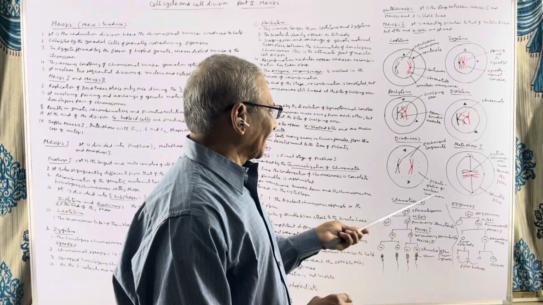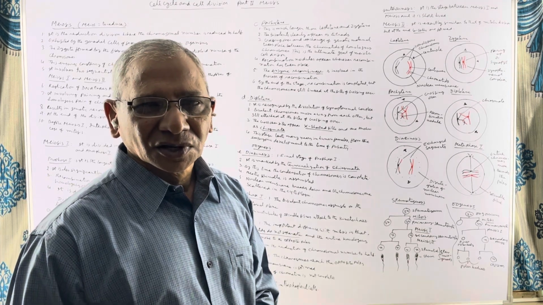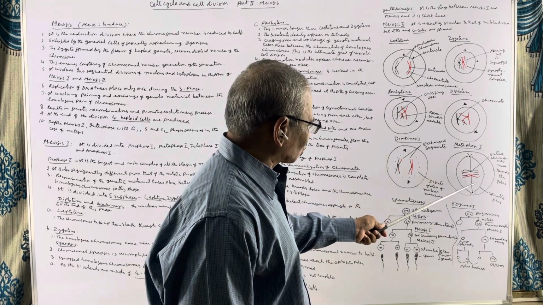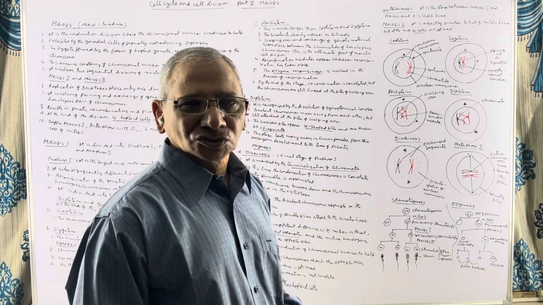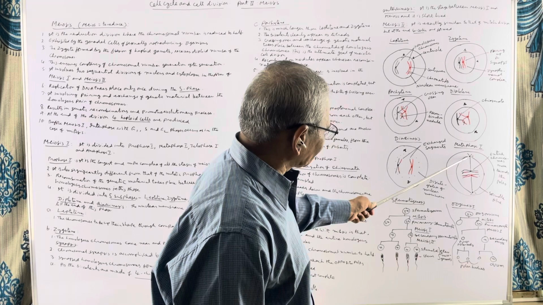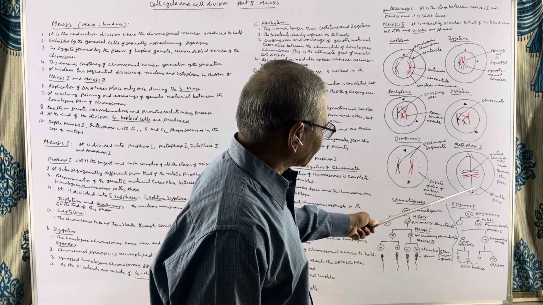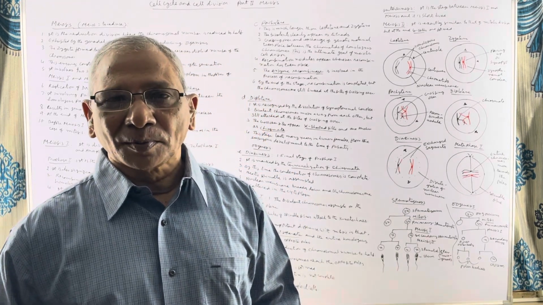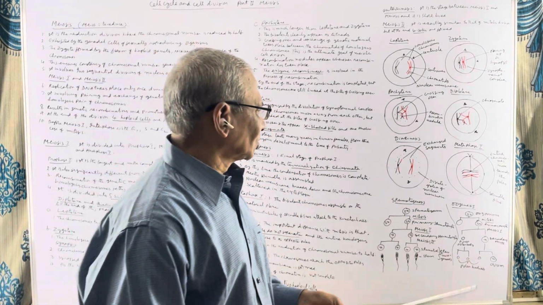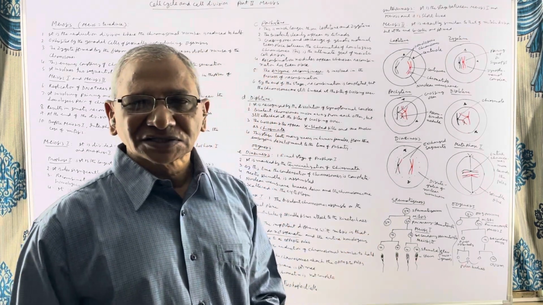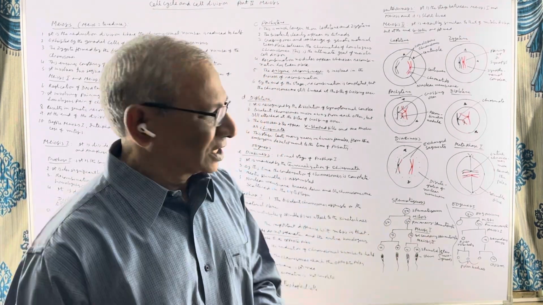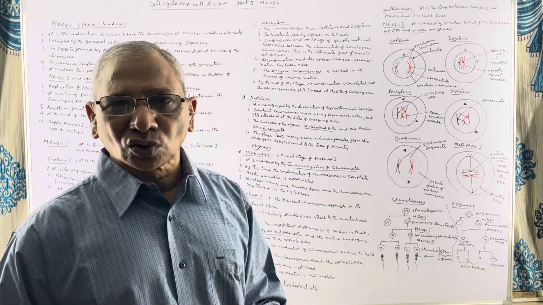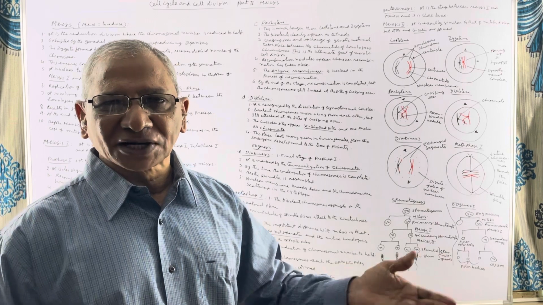Then, anaphase. During anaphase, the homologous chromosomes are pulled towards the opposite poles. So one set of chromosomes moves in this direction to this pole and the other set moves in this direction. Here lies the important difference between mitosis and meiosis. During anaphase, in the case of mitosis, what happens? The chromosomes split into two daughter chromosomes. They split at the centromere.